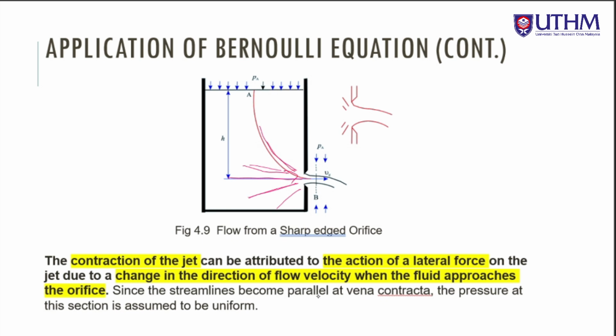Since the streamlines become parallel at the vena contracta, which is this one, this is the vena contracta, the pressure at this section is assumed to be uniform. Okay, pressure at this section is considered to be uniform, velocity is at its highest, and its diameter is at its lowest. So this is the characteristic at vena contracta.